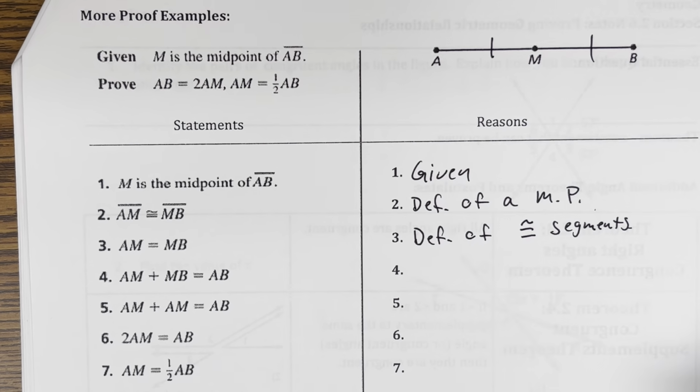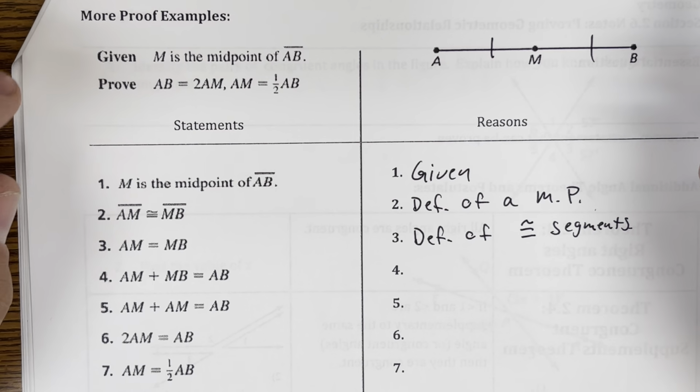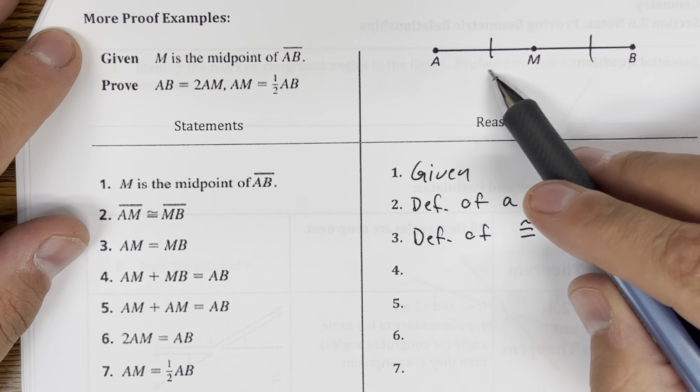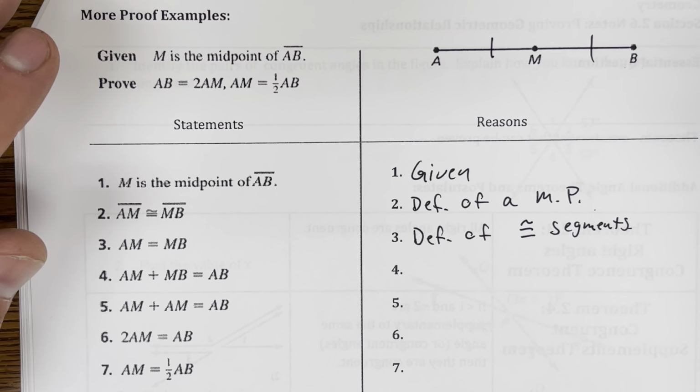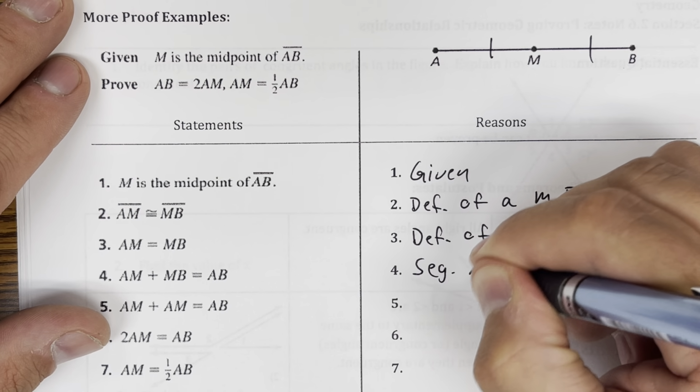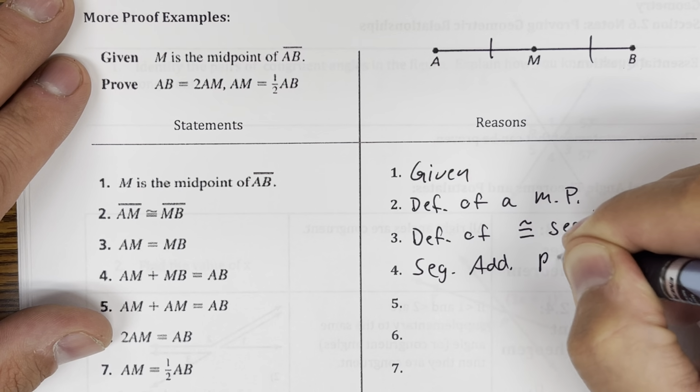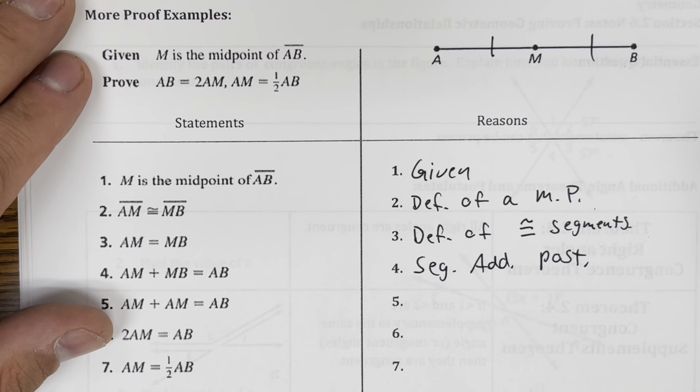All right, now the next one came kind of out of nowhere. Where's AM plus MB? Look at the picture. AM plus MB is equal to the whole thing. We are using the segment addition postulate. We'll use that quite a bit.